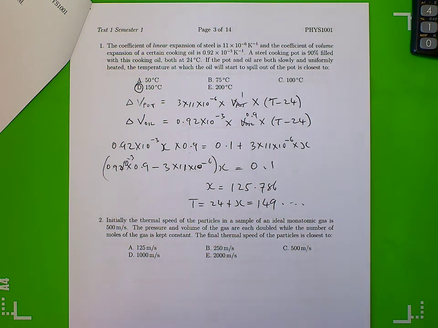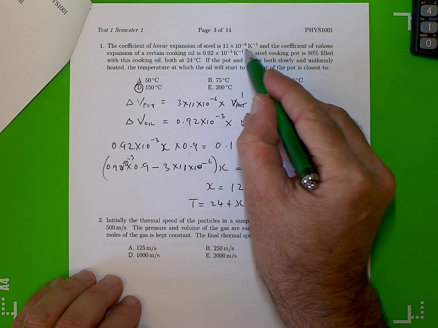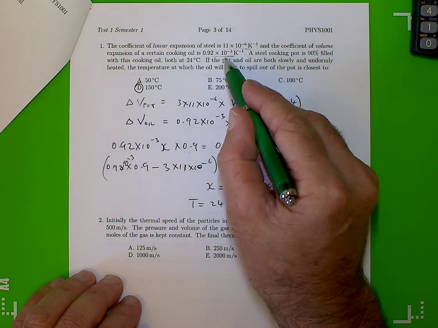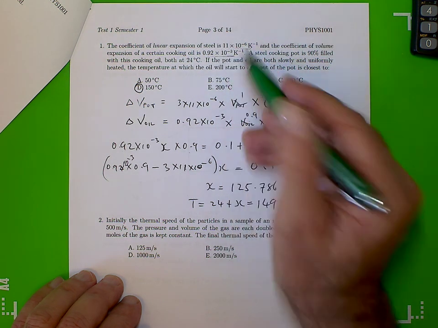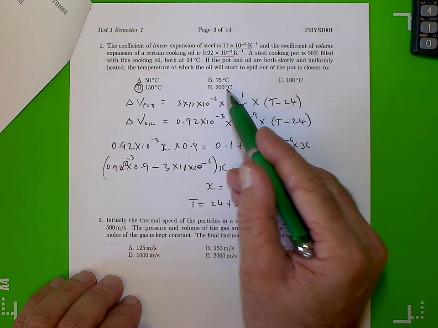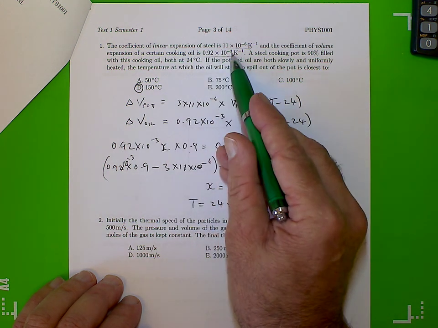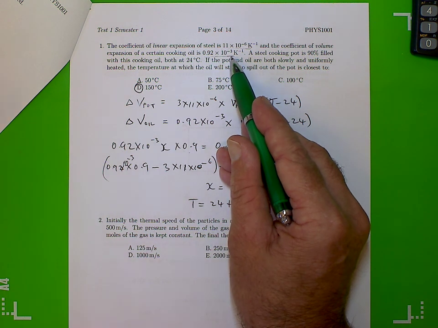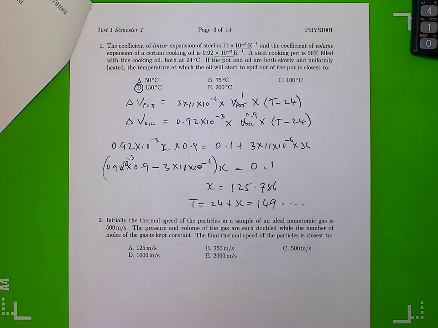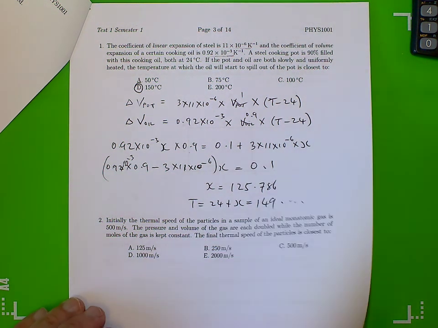Did I enjoy that? No. Could you have made it easier? Yes. If you were smart, you could have looked and said, look, this expansion due to that is going to be a lot smaller than the expansion due to that, and I can just basically ignore it, because you see these answers are all a long way apart. So you could have just said, look, I just need that to get me from 0.9 to 1 litre, and done that calculation, and you would have got pretty close to 150, and that's the only possible answer. So yes, you could have done it better, but it doesn't matter if you didn't.